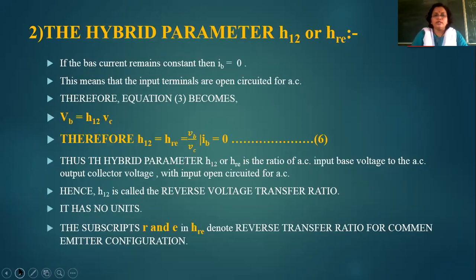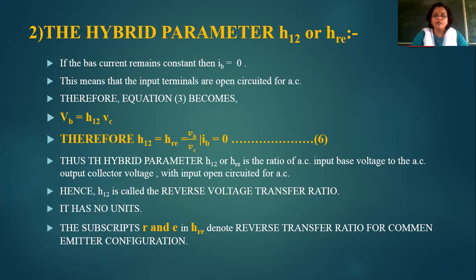Now we calculate the next parameter, the hybrid parameter H12 or HRE. If the base current remains constant, then IB is equal to 0. This means that the input terminal is open circuited for AC. Therefore, equation 3 becomes VB is equal to H12 into VC. Therefore, H12, which we call HRE, is equal to VB upon VC, at this condition IB is equal to 0. Call it equation number 6.